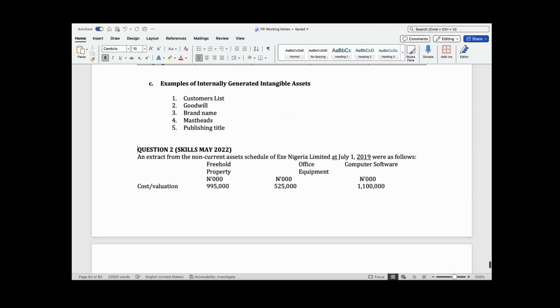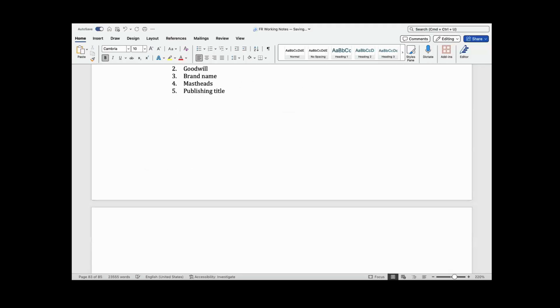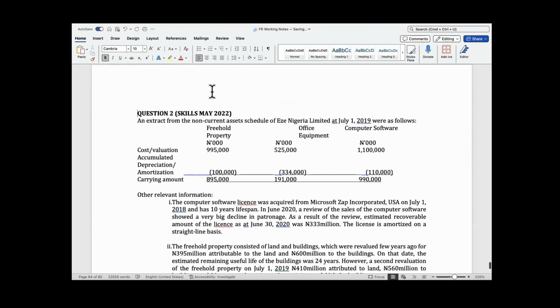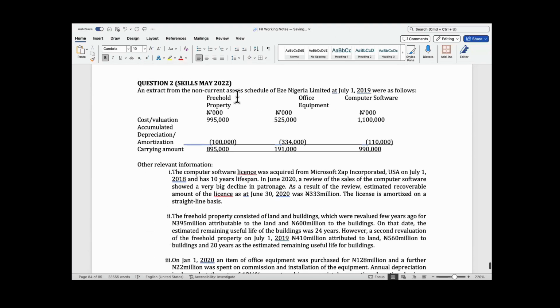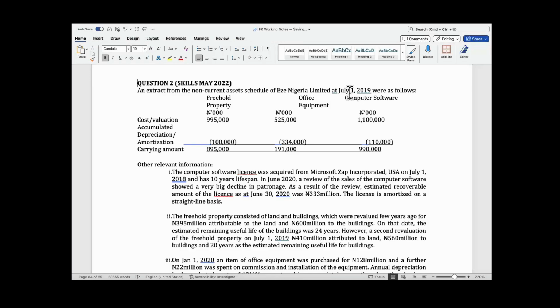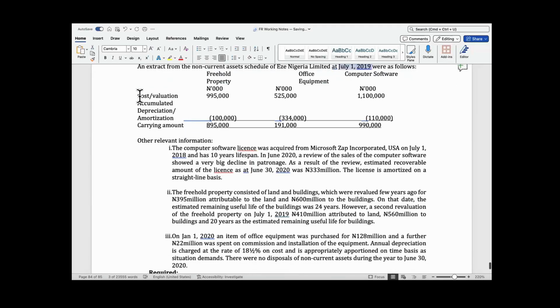So there is another question. This one states that an extract from the non-current assets schedule of AZ Nigeria Limited at July 1st, 2019 were as follows. So they give us 3 classes of non-current assets at July 1st, 2019. They gave us the cost or valuation.